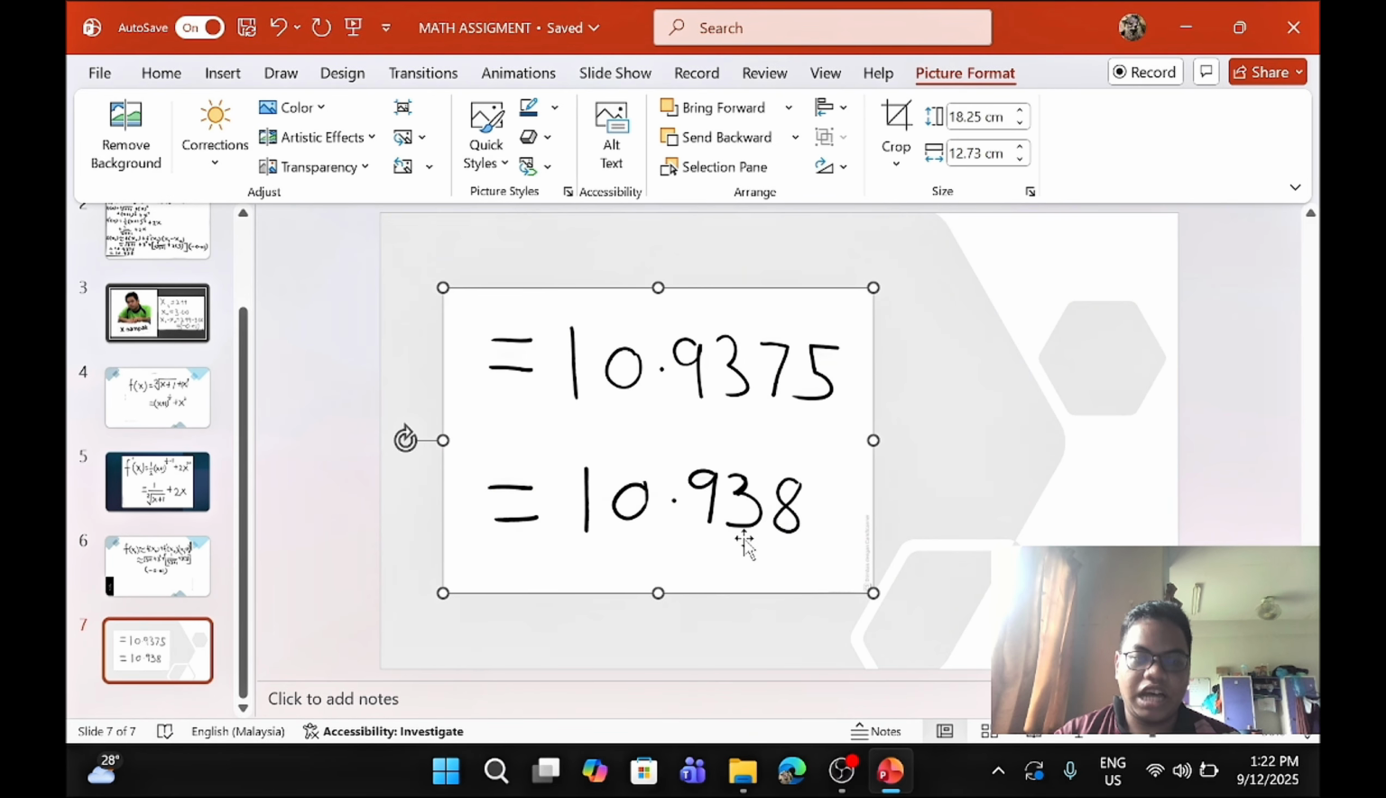That's all. The answer is 10.9375, but we need it in 3 decimal places. So the answer is 10.938. We rounded the number.